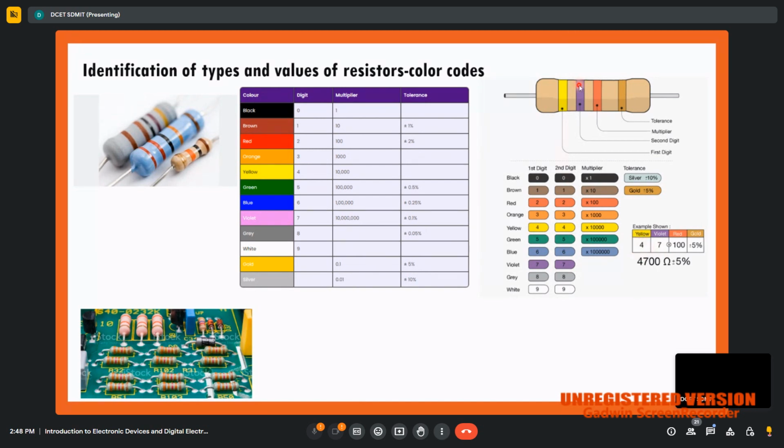Next, what is the second band? Second band is violet. Okay, so violet, here you can observe this is a violet. What is the value of violet? 7. So in the second band, this is the second digit, and we write 7. Then what is the third band in the resistor? It is a multiplier. So what is the multiplier factor here? It is red. What is red? 2, that means we multiply by 100.